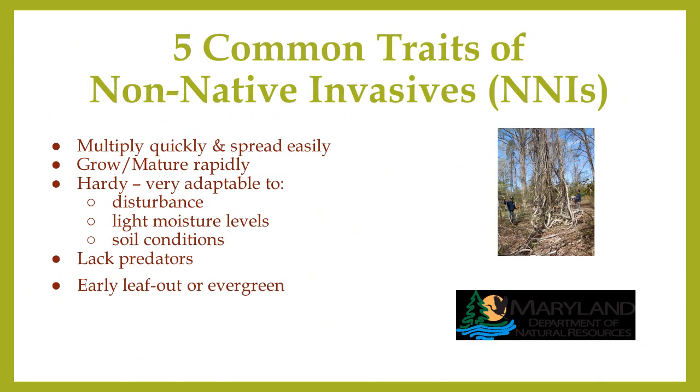So what makes NNIs so successful to outcompete natives? They can multiply quickly and spread easily, grow or mature rapidly, lack predators, are evergreen or leaf out early, and are hardy where they can adapt to any disturbance, light, moisture levels, and soil conditions.